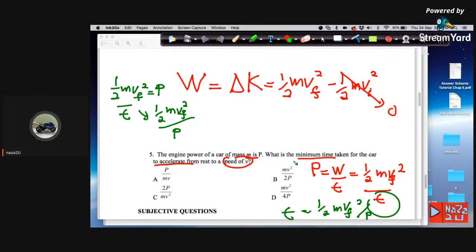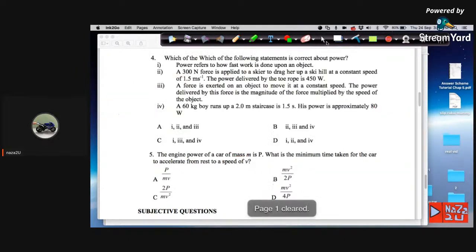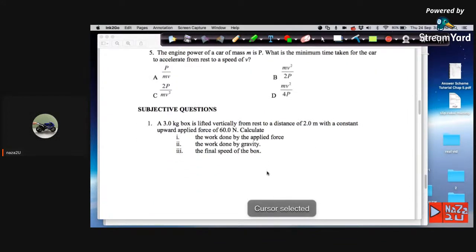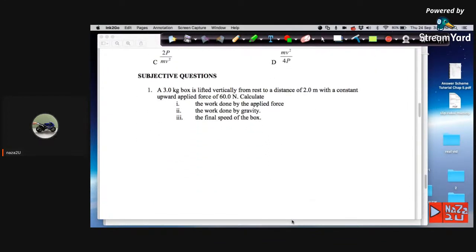Okay, so the answer is B, ada B. Okay. Ya, B kan. Inilah ni. Sama sini kan. Ini sama lah tu. MV square divided by 2P here. Kita tak nampak ada P di bawah kat sini. Okay, so the answer is B. Okay, class. So continue. Yeah, finish for the objective question. Continue to the subjective question.